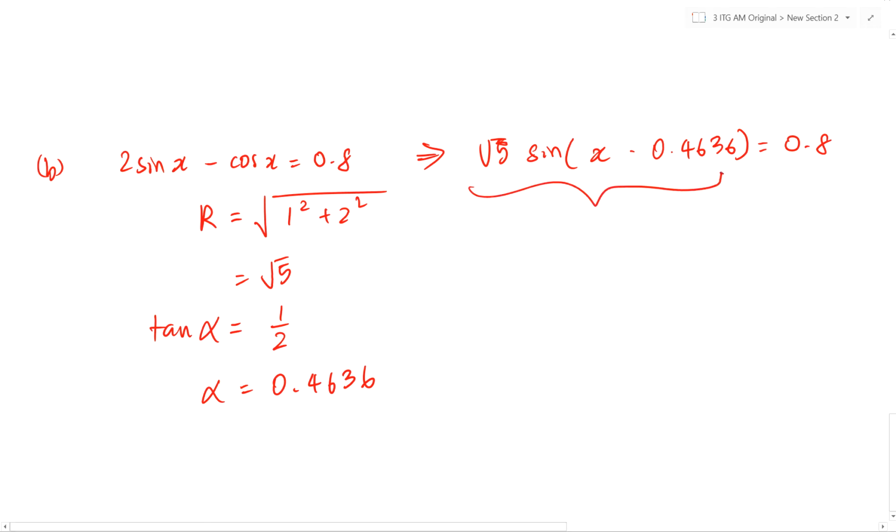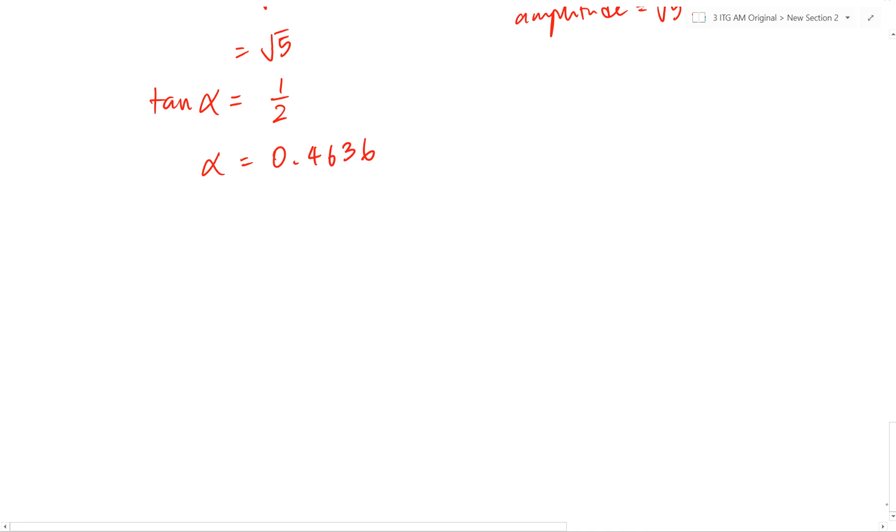Based on this part, tell me what's the amplitude? Equals square root 5. So what is the minimum value? Negative square root 5. Okay, congratulations, you are able to do this exercise already. You have to derive it to realize it, which I didn't derive for you. Okay? So take down the homework questions.